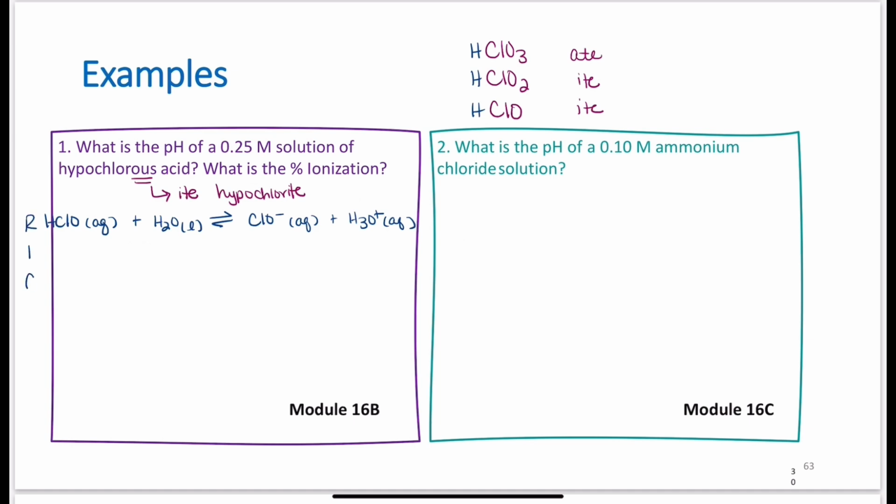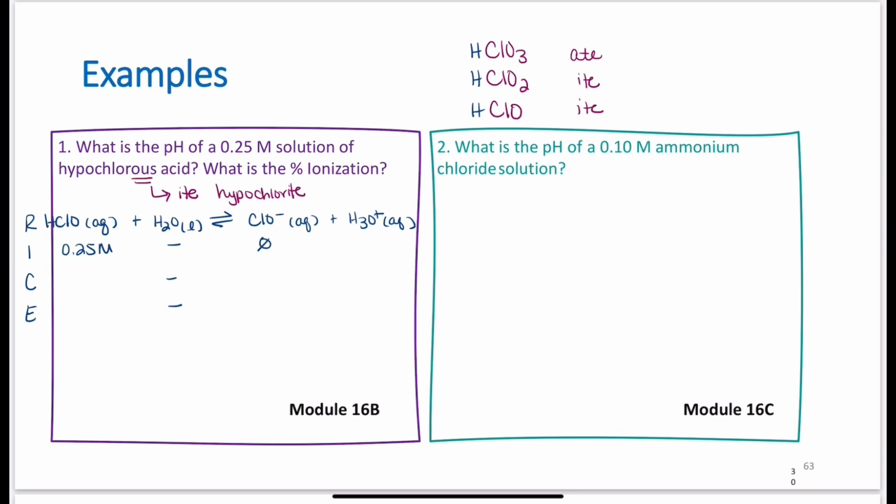RICE stands for reaction, initial, change, and equilibrium. I need to know how much is dissociating, but I truly don't know because it is a weak acid. So I'm going to have to do a RICE chart to figure it out. It's not a strong acid, it's not easy math. I've got 0.25 molar here. Water does not factor into the RICE chart because water is a liquid and it's our solvent. Remember, if water was not the solvent, if it was a reactant or a product, it'd be a little bit different. But here, water is our solvent, so it doesn't factor into our RICE chart.